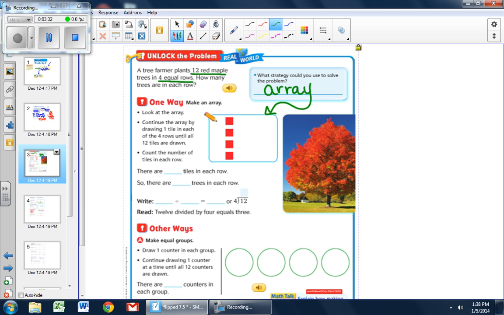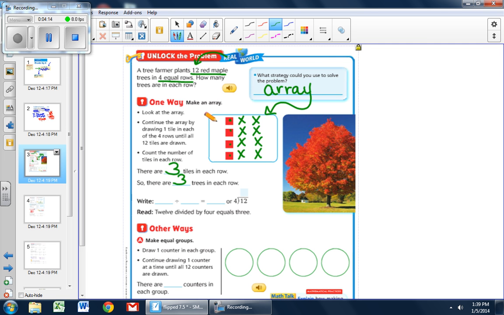So one way is to make an array. So we're going to look at the array that they started. Looks like they have 4 rows, and we need to get to 12 total. So they have 4, 5, 6, 7, 8, 9, 10, 11, 12. Count the number of tiles in each row. 1, 2, 3 columns. So there are 3 tiles in each row.